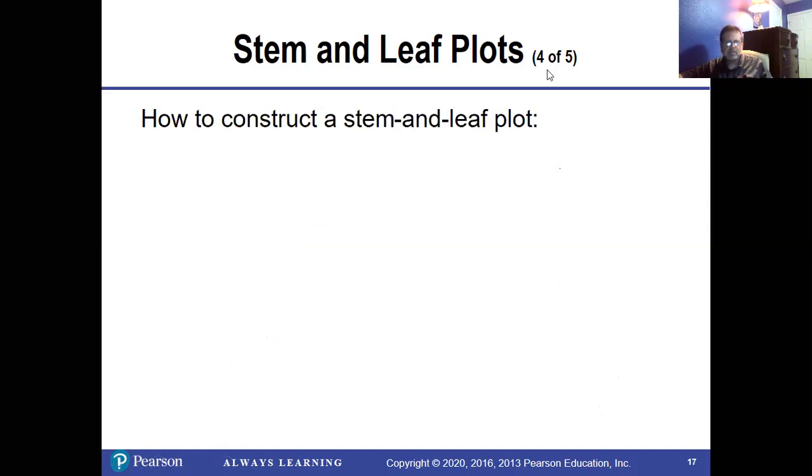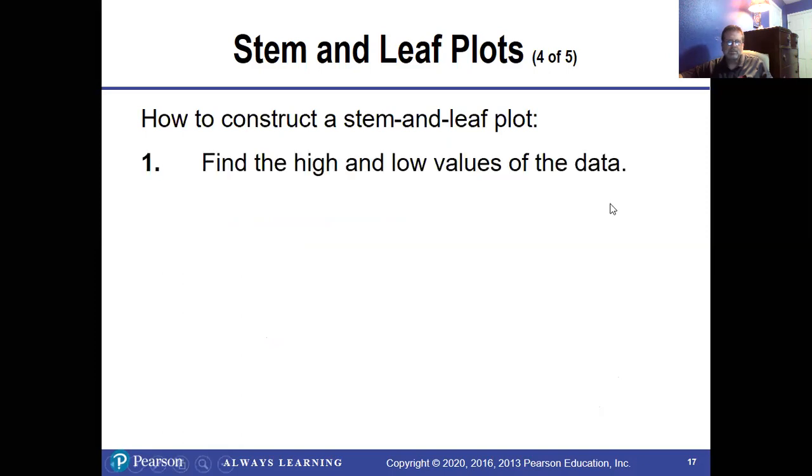Okay, how to construct a stem and leaf plot. These you can kind of go through yourself. Find the high and the low values. That way you're not making a whole bunch of them. Notice it went from 50 into the 90s, so you don't need a 4, 3, 2, and 1. You don't need 10, 11, 12 because you wouldn't have above 100.